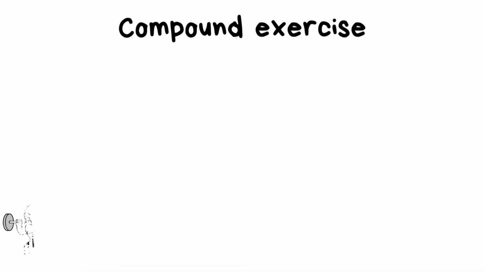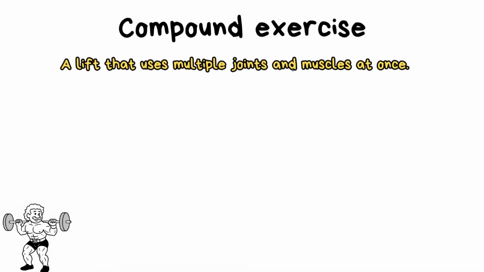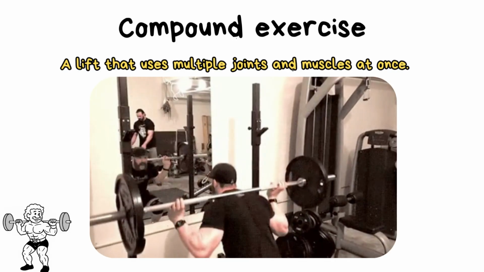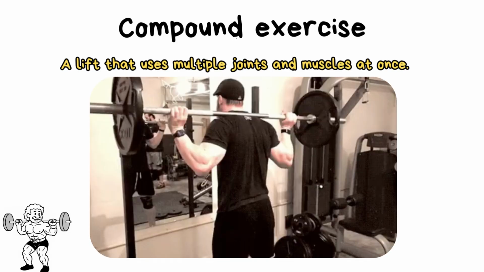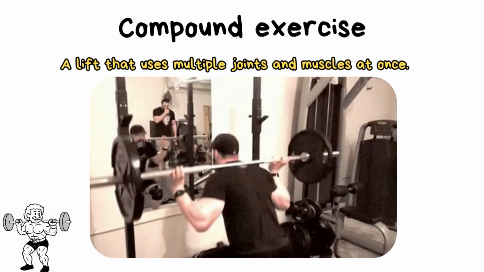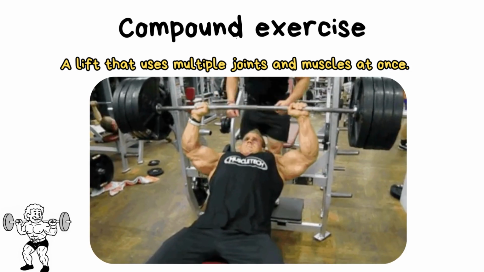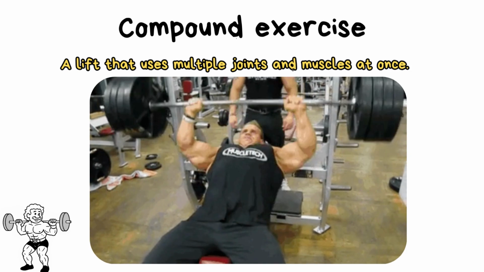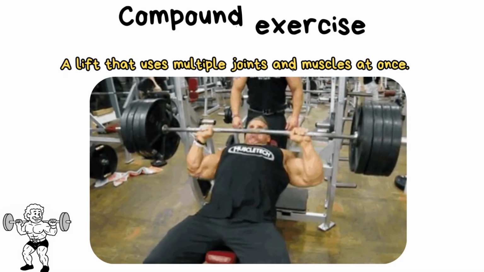Compound exercise. A lift that uses multiple joints and muscles at once. Example, squats: hips, knees, ankles, quads, hamstrings, glutes, core. Or bench press: chest, shoulders, triceps, and elbows. Best bang for your buck.